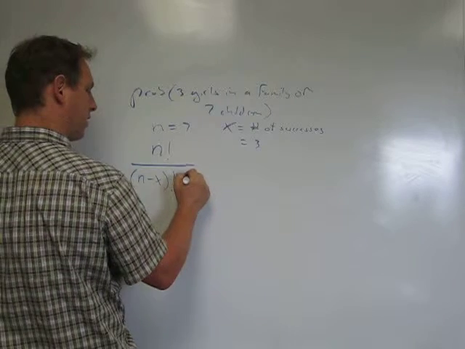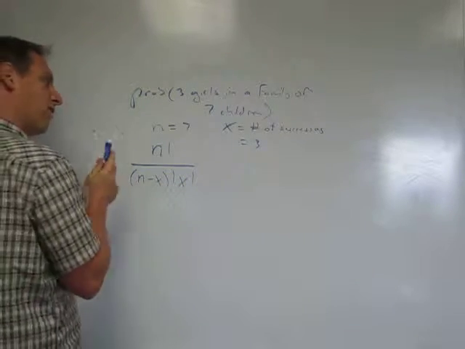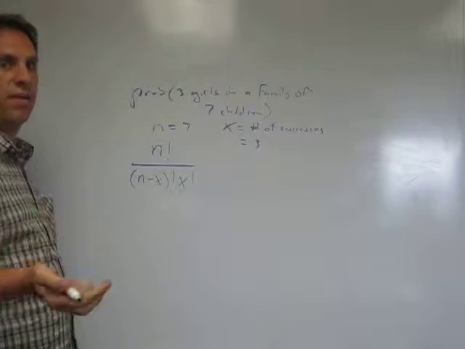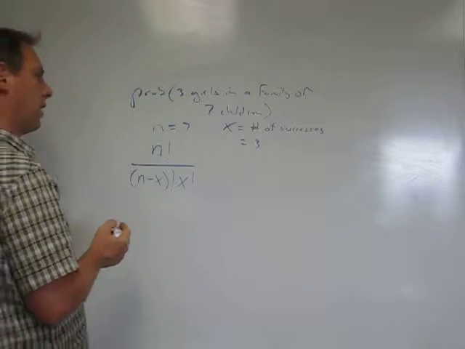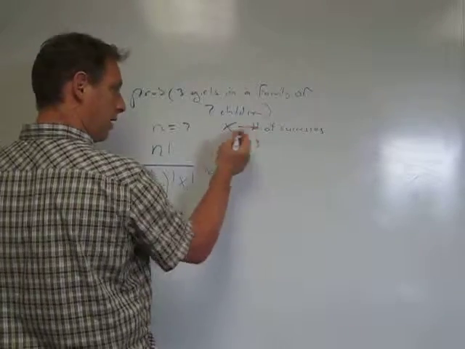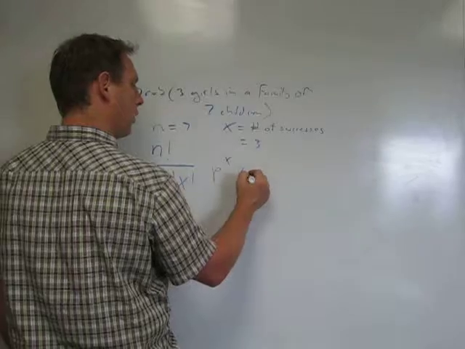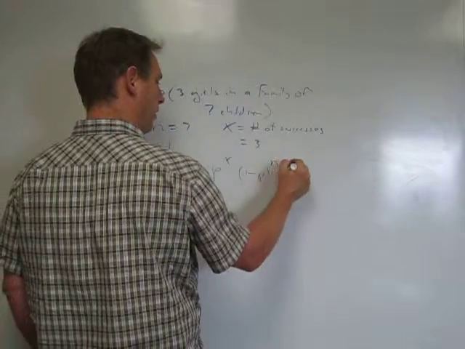factorial times x factorial. Now this looks kind of insane, but this in fact is the number of ways, you'll see this in a moment, in which you can have 3 girls, okay? Times p to the number of successes, which is x, times 1 minus p, which is also known as q, to the n minus x, okay?